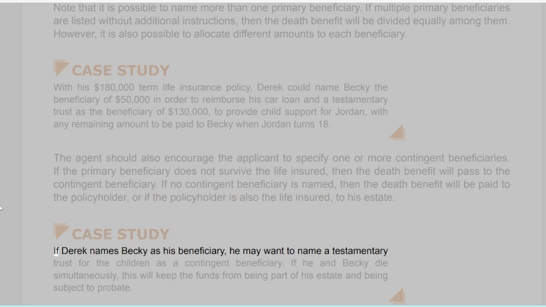Case study: if Derek names Becky as his beneficiary, he may want to name a testamentary trust for the children as a contingent beneficiary. If he and Becky die simultaneously, this will keep the funds from being part of his estate and being subject to probate.